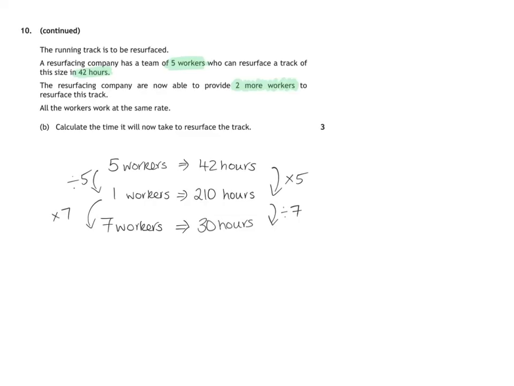Marks for this part B. First mark is for realising that it is indirect proportion. So that's kind of recognising that as this side does one thing, the other side does the other. Mark 2 was for getting your 210 hours, and Mark 3 was for dividing to get your 30.